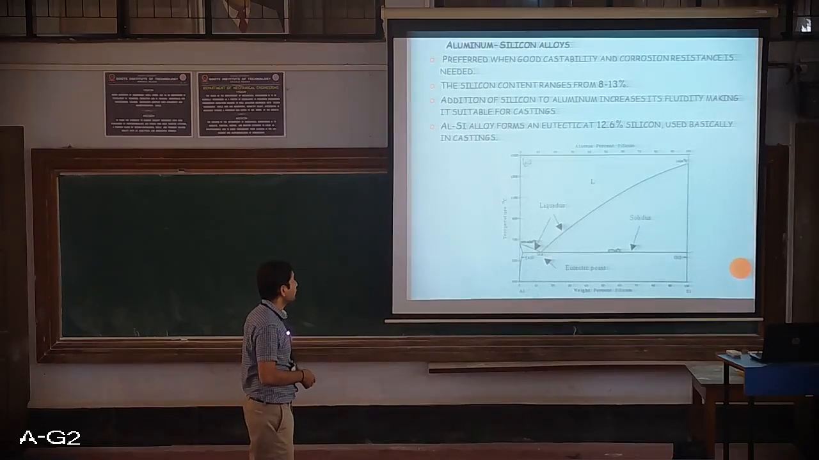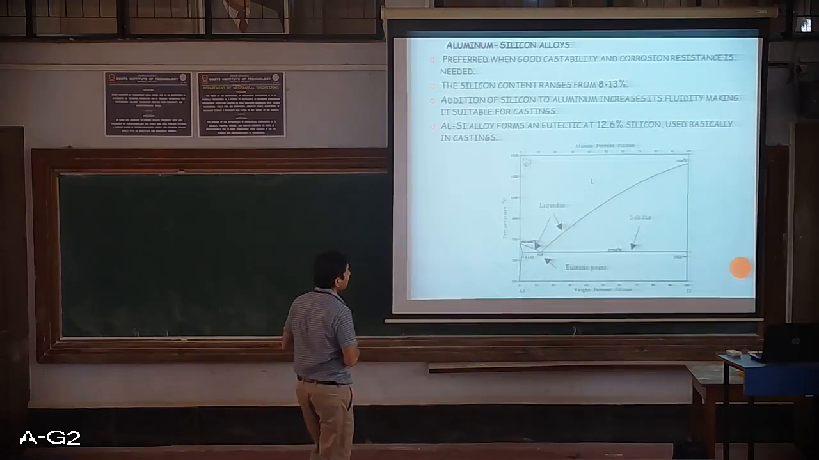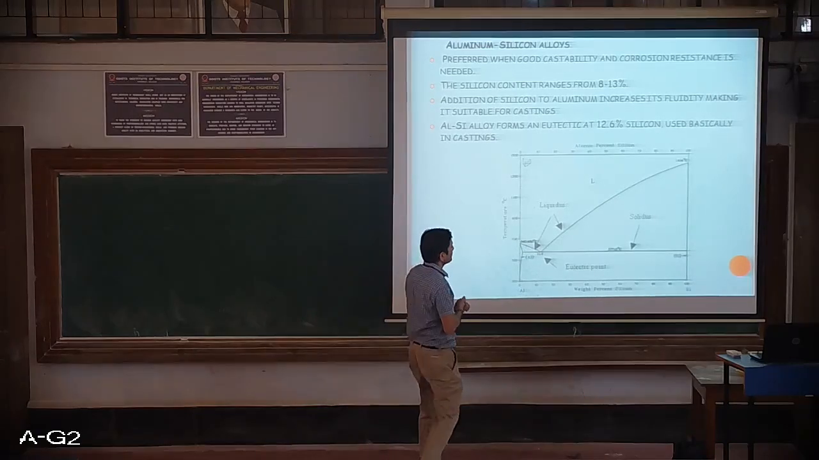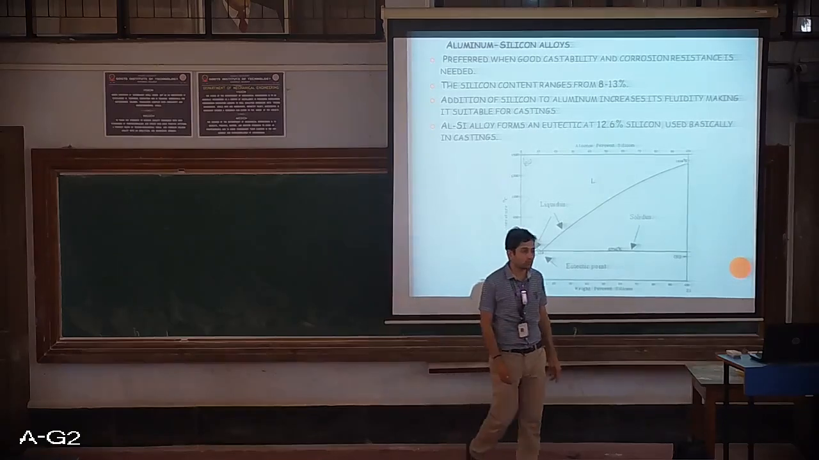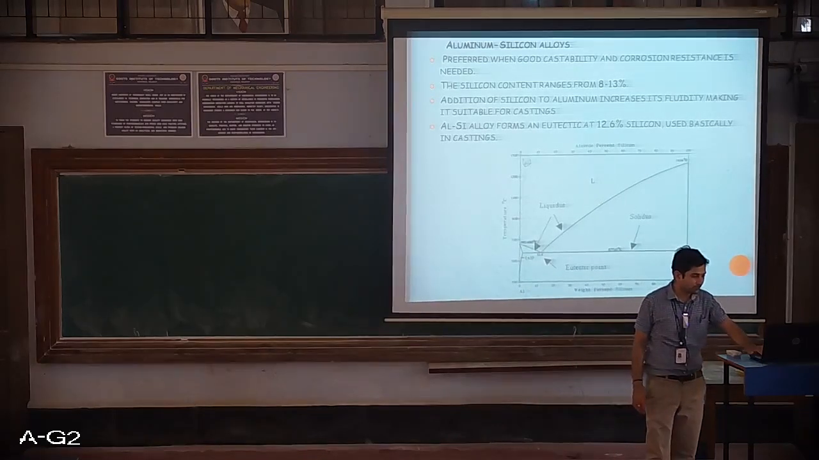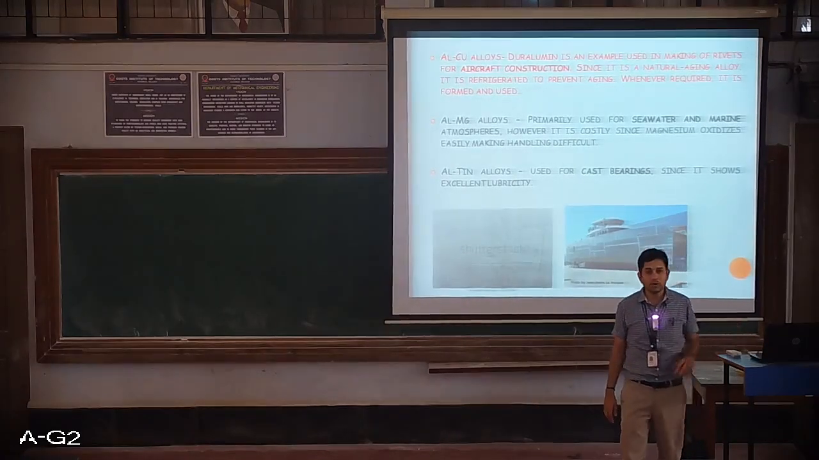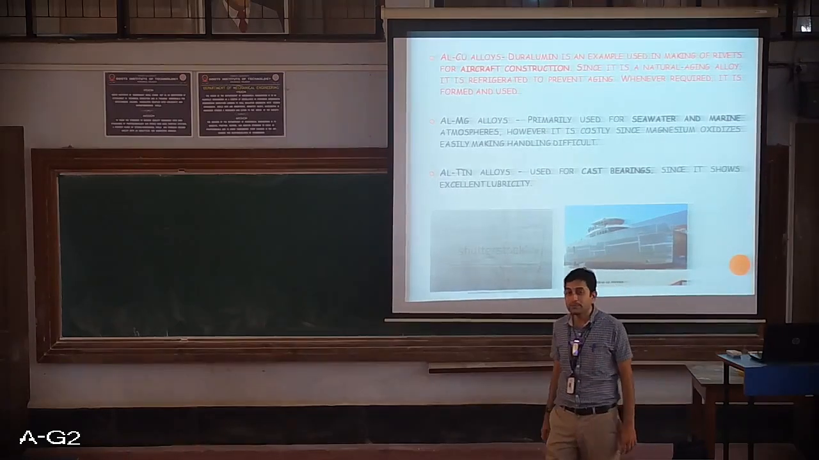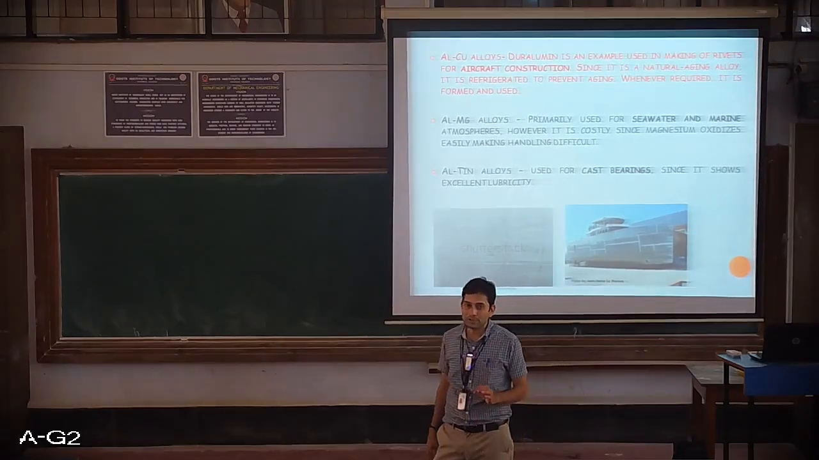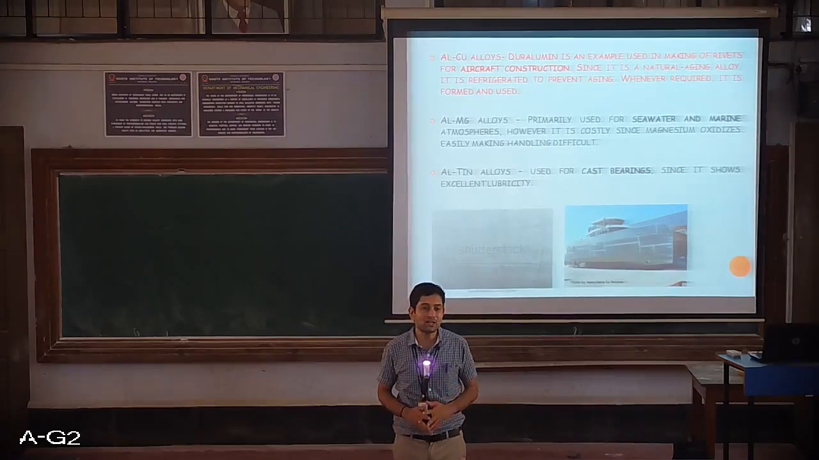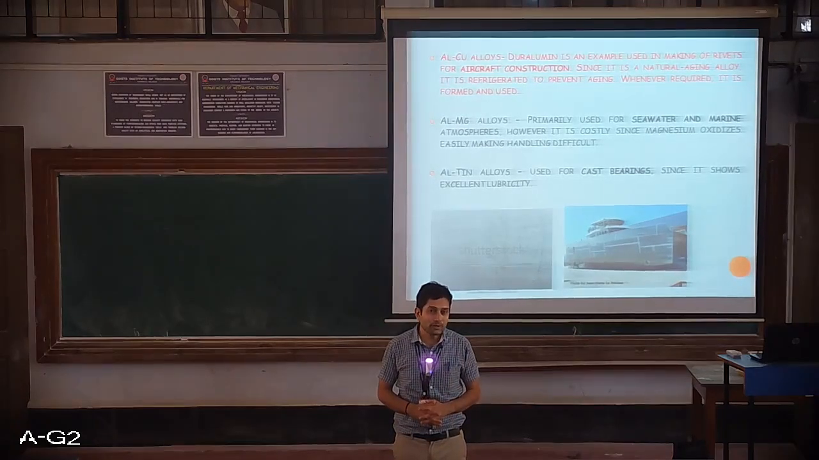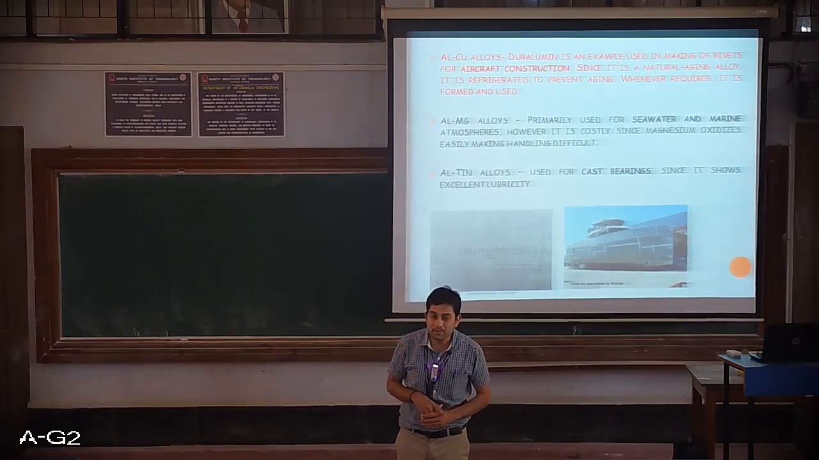Aluminum silicon alloy forms a eutectic at 12.6% silicon, basically in casting. At this percentage it undergoes a eutectic reaction. This is what we have learned previously also. So one more important fact about aluminum copper alloy, which is also called duralumin, which is used in making the fuselages or the bodies of aircraft, is that it shows age hardening. Under the heat treatment chapter we have discussed that.